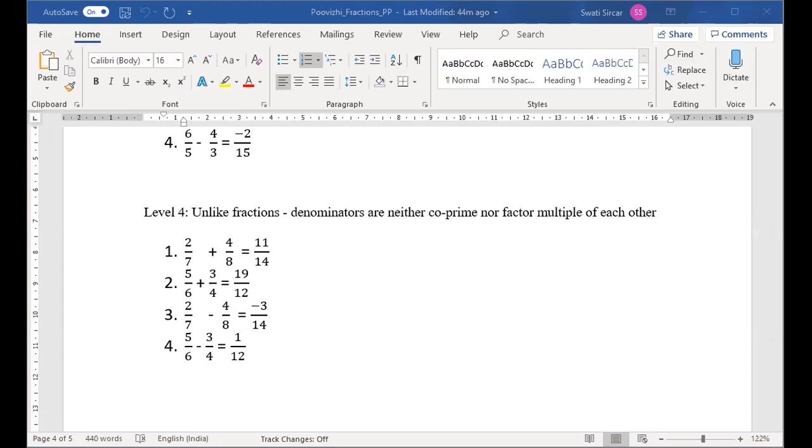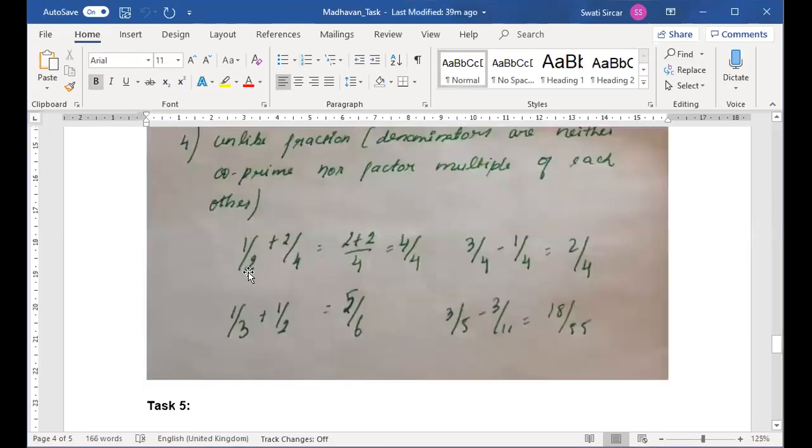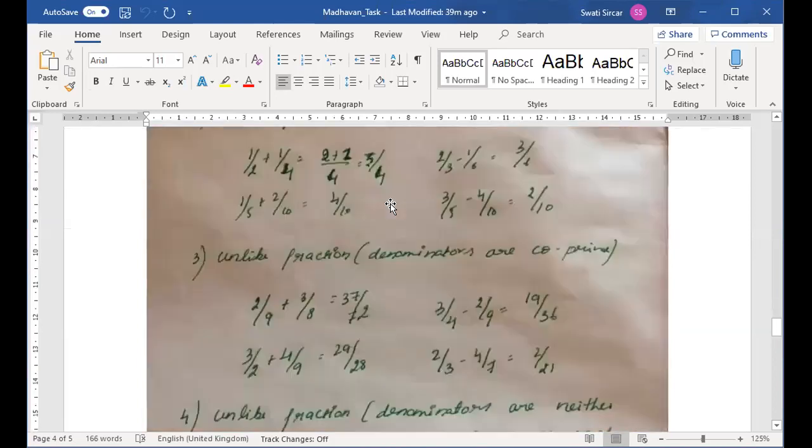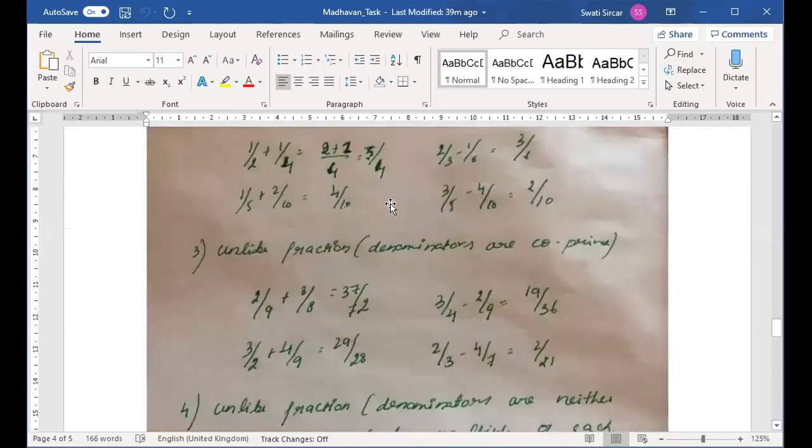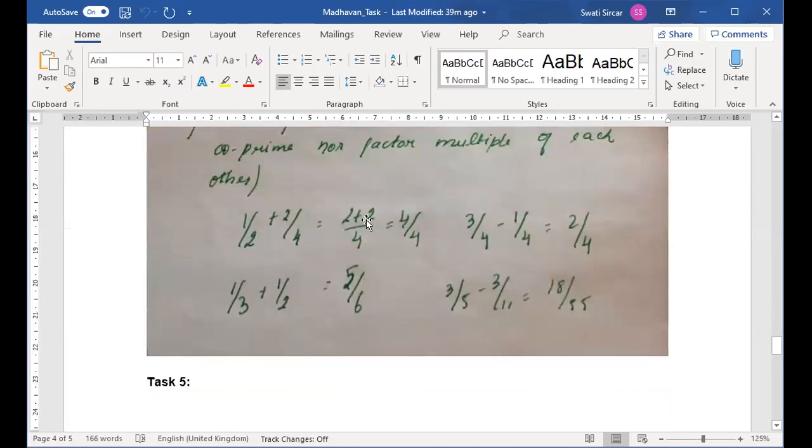And this may be the last one. Yeah, again, 2 by 4, it's like level 1, sorry, level 2. This is level 3, this is level 1, and again this is level 3. So none of these actually fall into level 4. Okay, none of these fall into level 4.